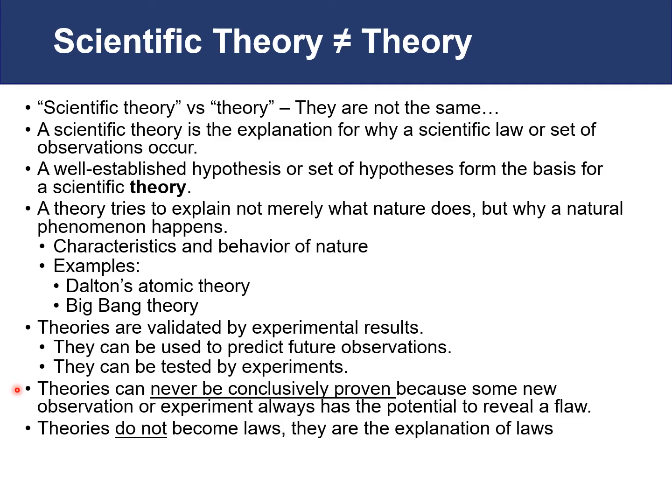One of the common misconceptions of a scientific theory is that it is stronger than a law. This is not the case. Theories do not become laws. Laws are the summary of a large set of data. Theories are the explanation for the data, right? The difference is why versus what. Theories are the why, laws are the what. They are different.